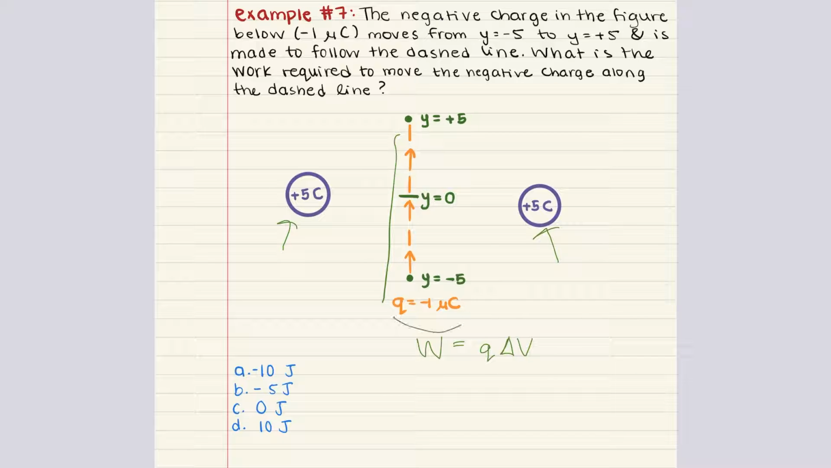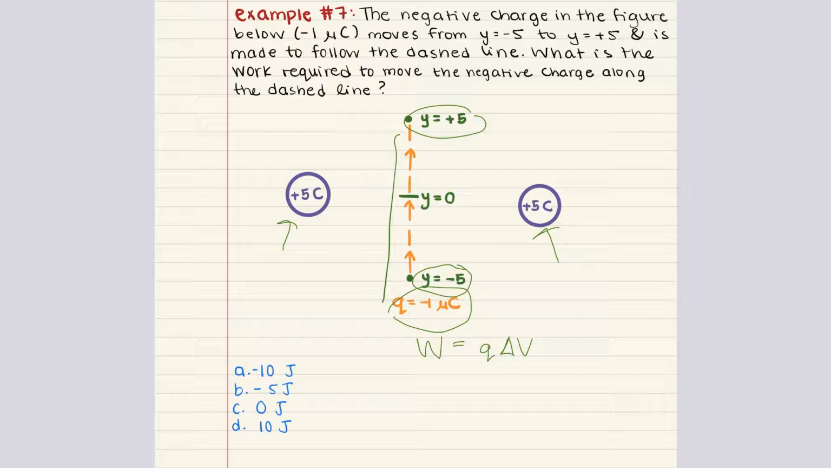This means that as this negative 1 microcoulomb charge moves from y equals negative 5 to y equals positive 5, the electric potential at its location remains constant because it's equidistant from both positive charges the entire time. Since the electric potential does not change along the path, there's no potential difference, and this implies that the change in potential energy of the charge is 0.